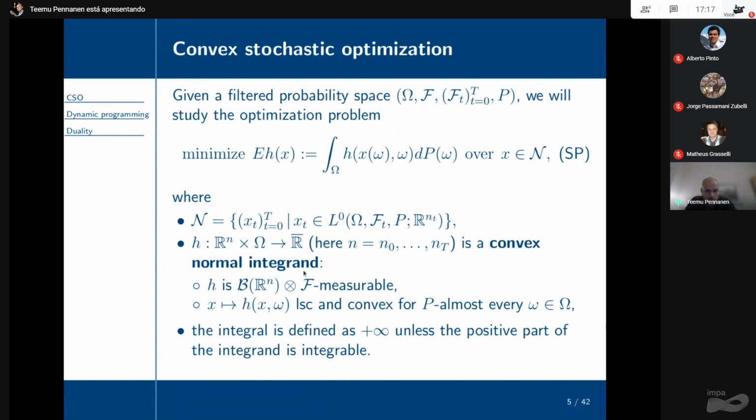And h being a normal integrand means that as a function of the decision strategy, so n here denotes the whole dimension of the path, as a function of the path, the function h is convex and lower semi-continuous, and then it's jointly measurable with respect to the Borel sigma algebra on the path space and the sigma algebra F on the probability space. And important here is that h is allowed to be an extended real-valued function. So that allows us to incorporate many different kinds of constraints into this compact formulation with a single objective.